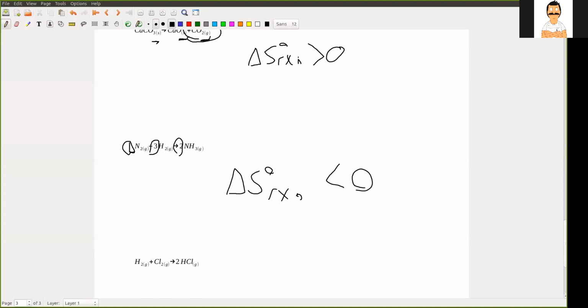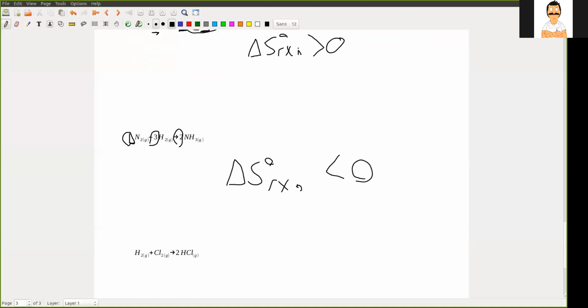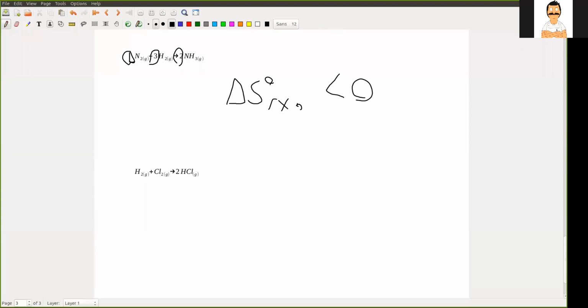Last case, we have again hydrogen, but this time we're adding chlorine and we're yielding hydrochloric acid, but in the gaseous phase rather. So the moles are the same. You have 2 moles of gas on the right-hand side and 2 moles of gas on the left-hand side. So that doesn't change much.